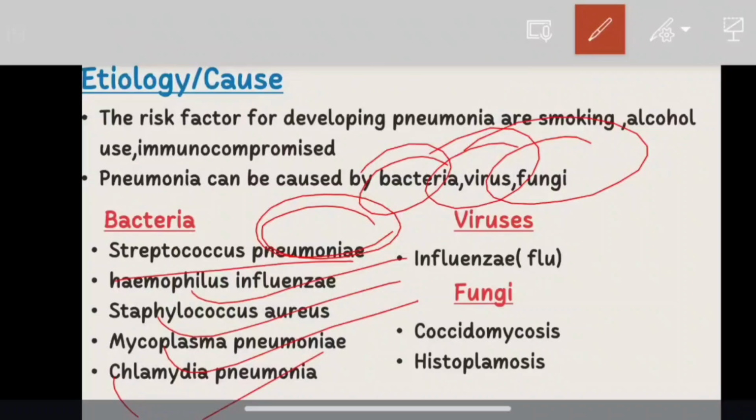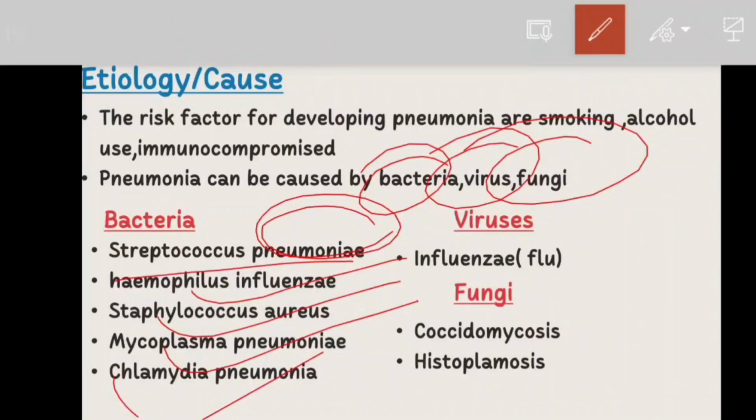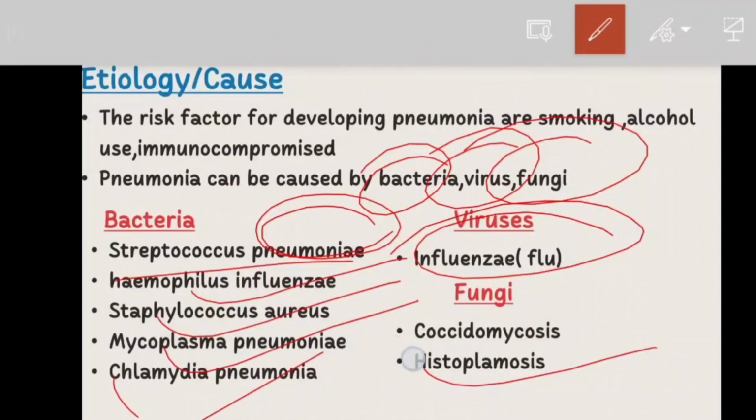Okay. And the viral cause: many patients first develop flu and later develop pneumonia. It involves the influenza virus, that is the flu virus. Now the fungal causes are usually seen in patients with weak immunity, for example histoplasmosis and coccidioidomycosis.